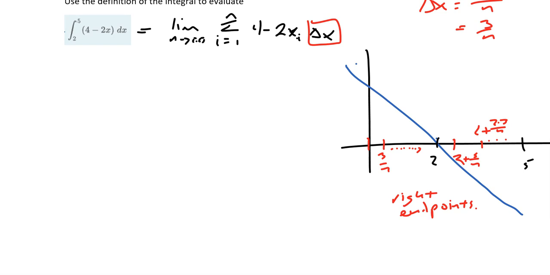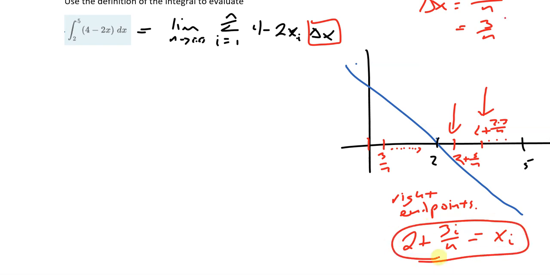so we'll have our 2 plus 3i over n. Now the i is just, remember, which interval we're in. So if we're in the first interval, that just means that's this one. In the second interval, we're evaluating our height of our rectangle at this point. We've moved 2 intervals over. Okay? So this is what the x sub i is going to be. So I'm going to make 2 substitutions. This one and the delta x being 3 over n.